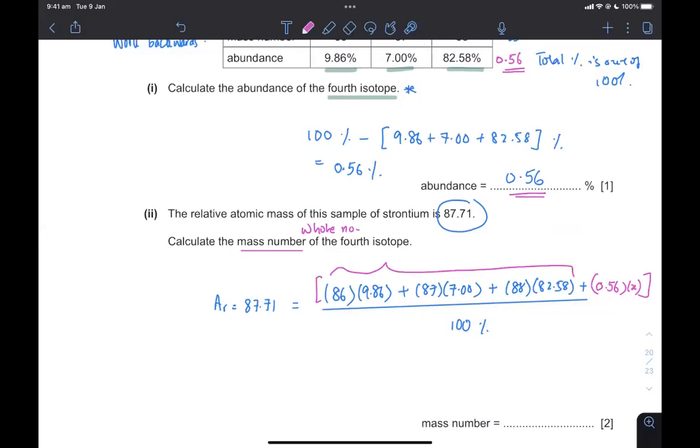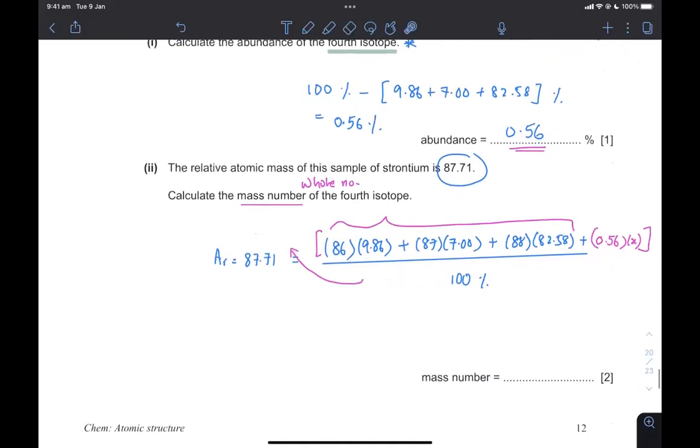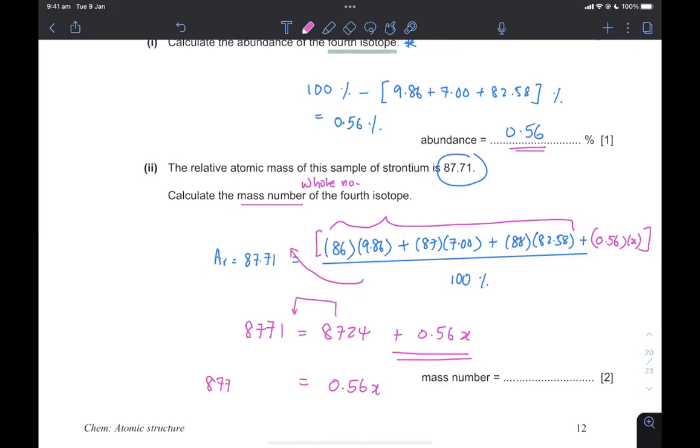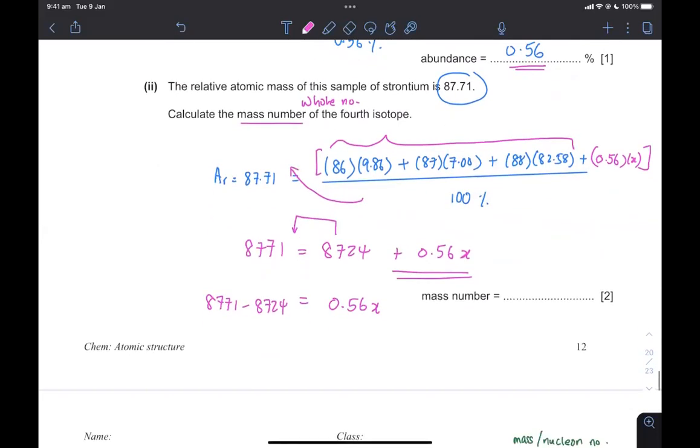This is divided by 100. Bring up the 100 to the other side, or in primary school mathematics, you will say multiply by 100 on both sides. You will get 87.71 multiplied by 100, which is 8771. This value, if I press my calculator, I will get 8724 for all of this value. This is not a value, I cannot do x on my calculator. This is plus x, so 0.56x. This one, I move it to the other side, and it becomes minus. So 0.56x is equal to 8771 minus that value, which is 47. So x is equal to 47 divided by 0.56.